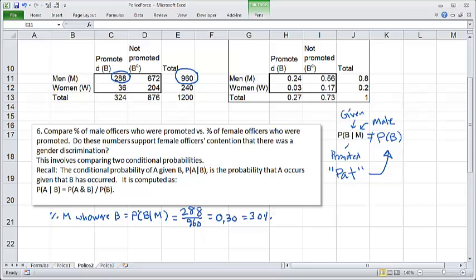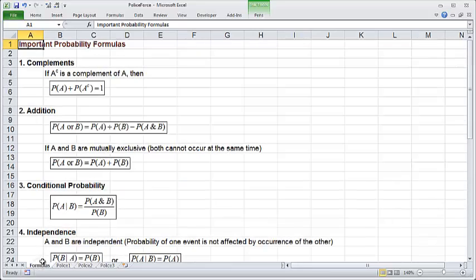But there's a formula for this. So P of B given M. Now let's take a look at the conditional probability formula. That's on the formula sheet right here. So this is what it says: P of A given B is equal to P of A and B over P of B. That is, you take the joint probability A and B on the top, and in the bottom you have P of the given condition, this part on the right side.